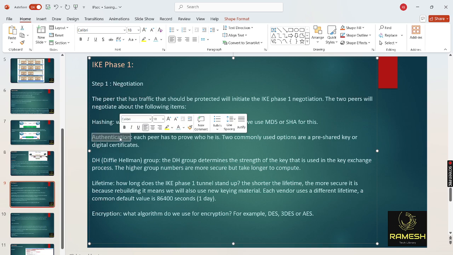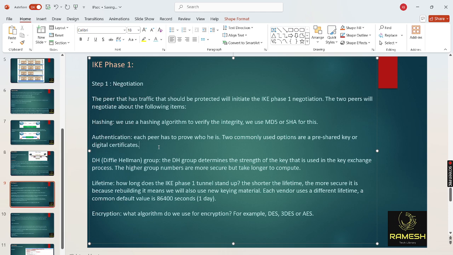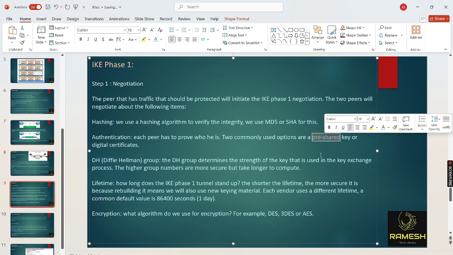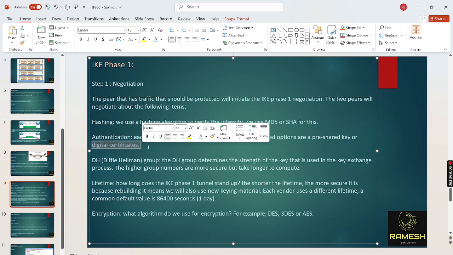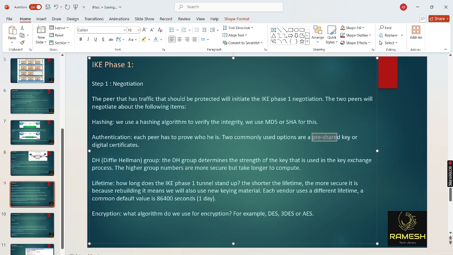And authentication: we use authentication to authenticate each other, and to know that the data is going to the intended sender or receiver. In IPsec, we can use two types of authentication. One is a pre-shared key, which we configure while configuring the IPsec tunnel, or digital certificates. If we are not using a pre-shared key, we need to use digital certificates, which we can get from a third party, or configure in our firewall itself.